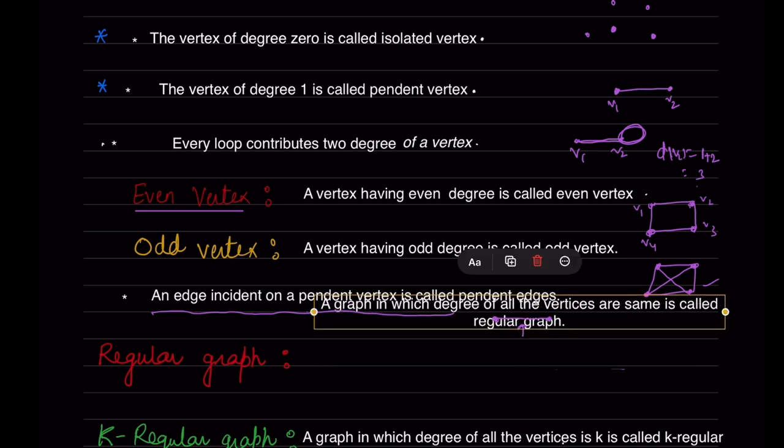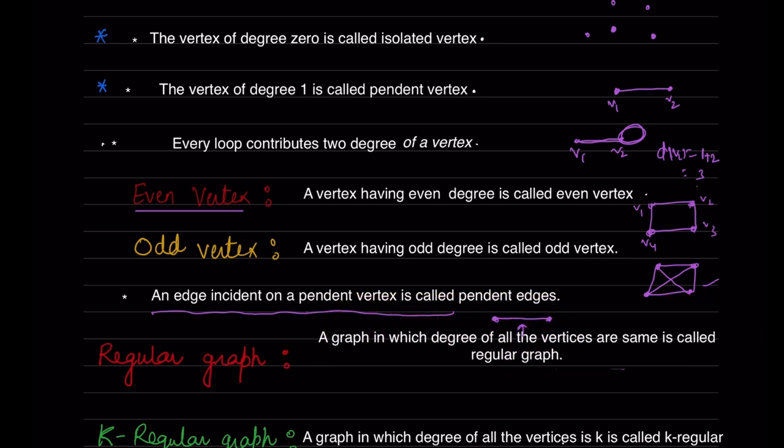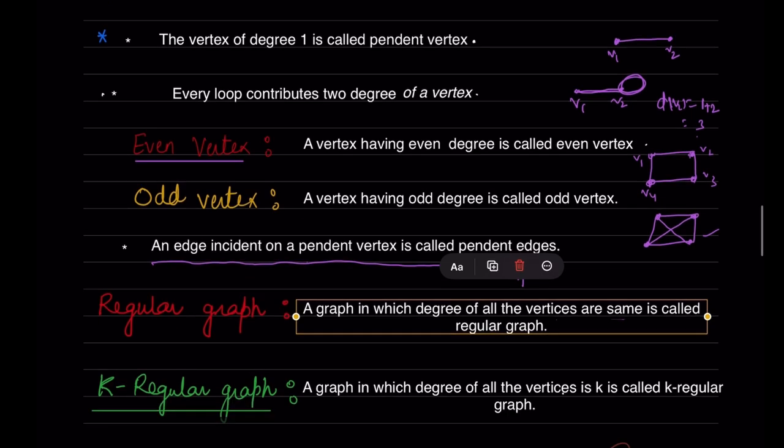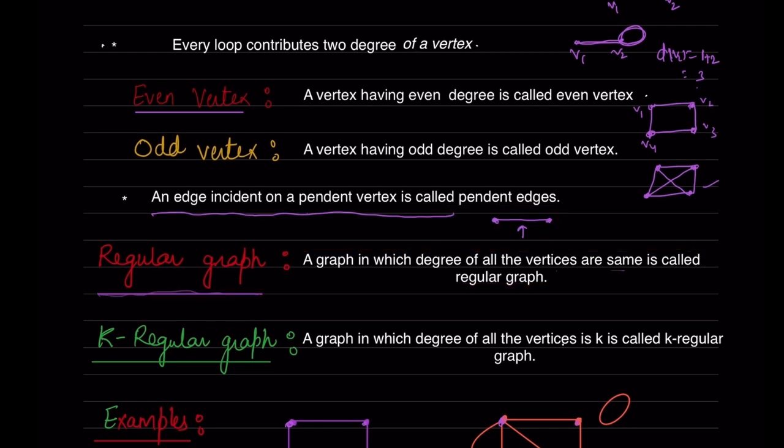Next is a very important definition, the regular graph. We will use this graph throughout the course of graph theory. A graph in which the degrees of all the vertices are the same is called a regular graph. For a k-regular graph, if we fix the degree k, a graph in which the degree of all the vertices is k is called a k-regular graph.